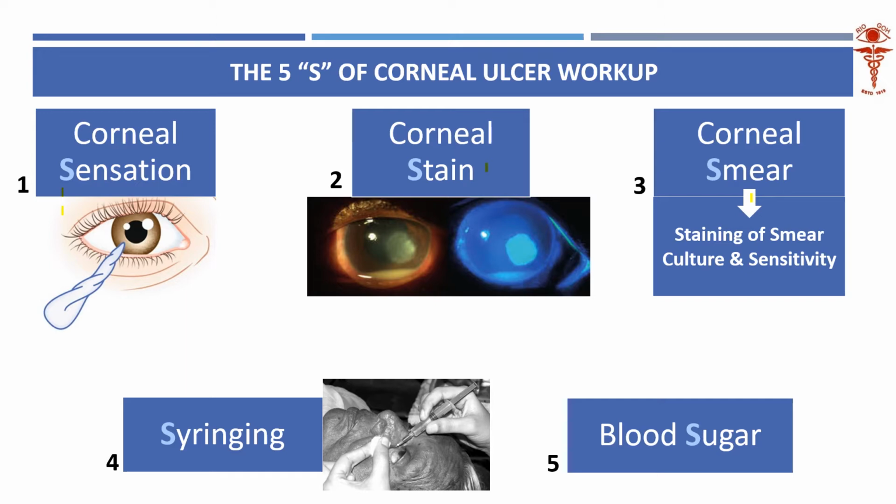You can stain it with Gram stain or Giemsa stain, or you can fix it with 10% KOH, or even with a normal saline preparation. With that, you can try to identify the bacteria, the fungi, or the acanthamoeba which has infected the corneal scraping. Next is syringing.